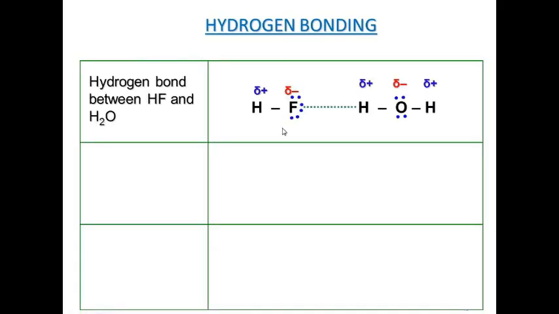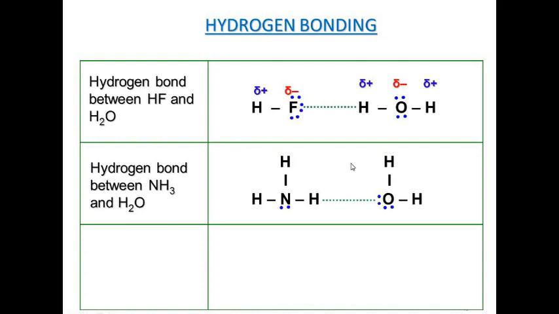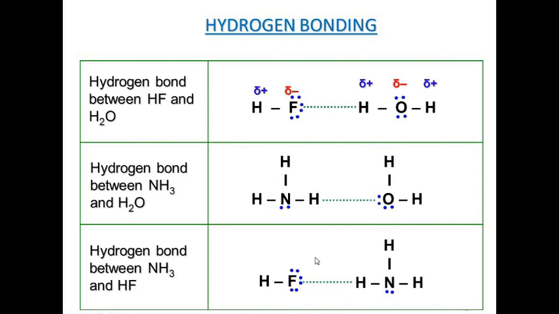Examples of hydrogen bonding. First, hydrogen bond between hydrogen fluoride and water molecule. Okay, here hydrogen is bonded to the fluorine. Second, hydrogen bond between ammonia molecules and water molecule. Okay, you can see hydrogen is bonded to the oxygen. Next, hydrogen bond between ammonia molecules and hydrogen fluoride. Okay, hydrogen is bonded to the fluorine.